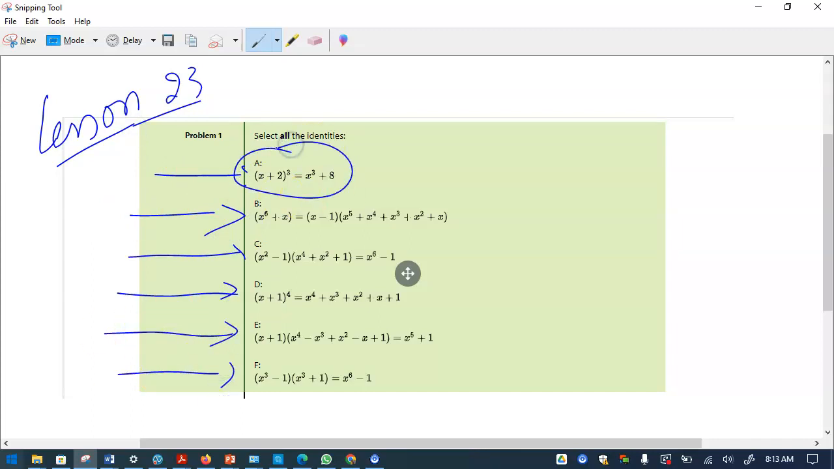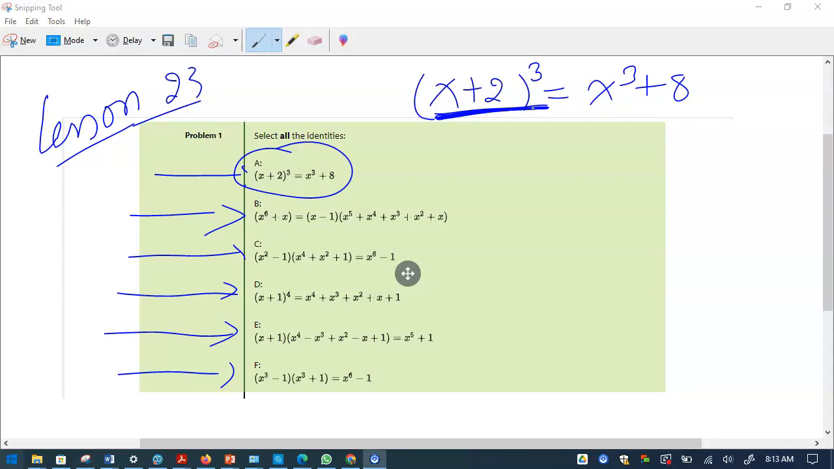Let's see if this is true. Is (x plus 2) cubed the same as x cubed plus 8? The best way to show this is to use the box method. So if I want to know whether it is true, I just use the distributive property.